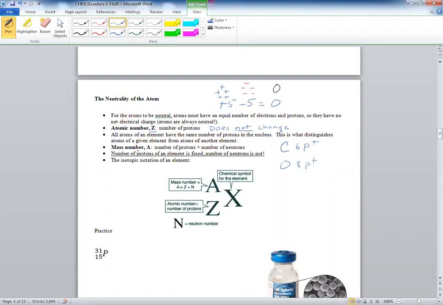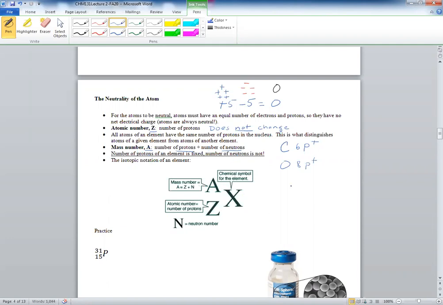Now, the mass number A is the number of protons and the number of neutrons. Now, the number of protons, as we said, is fixed. It does not change, but the number of neutrons is not. So the number of neutrons can vary.